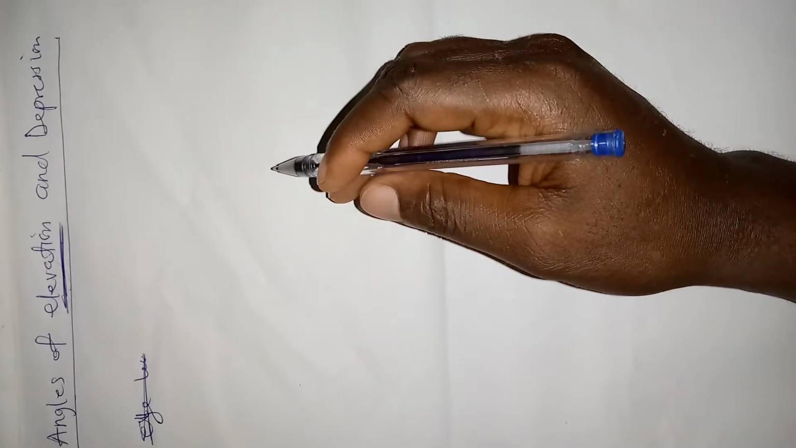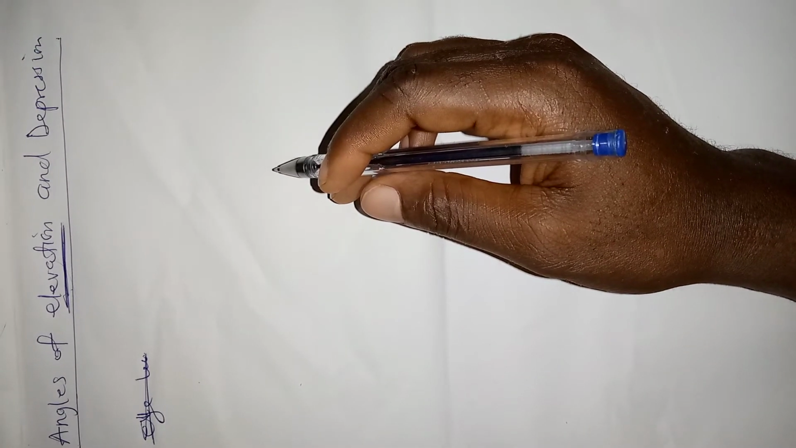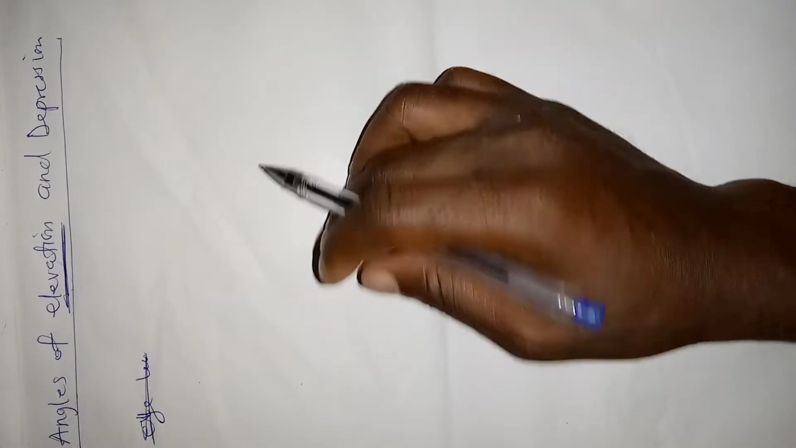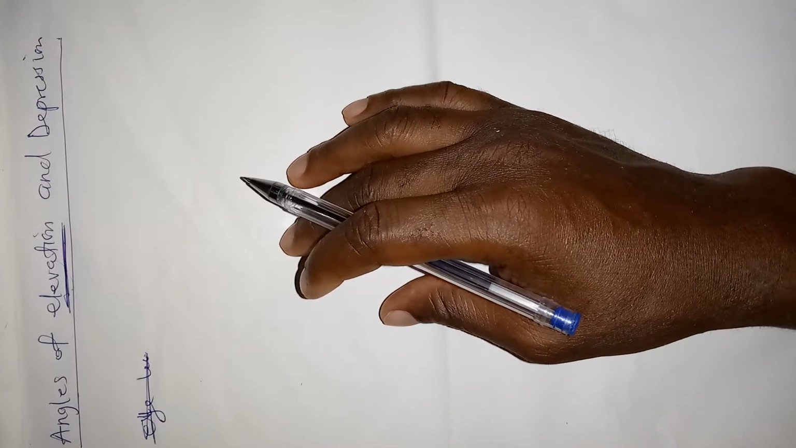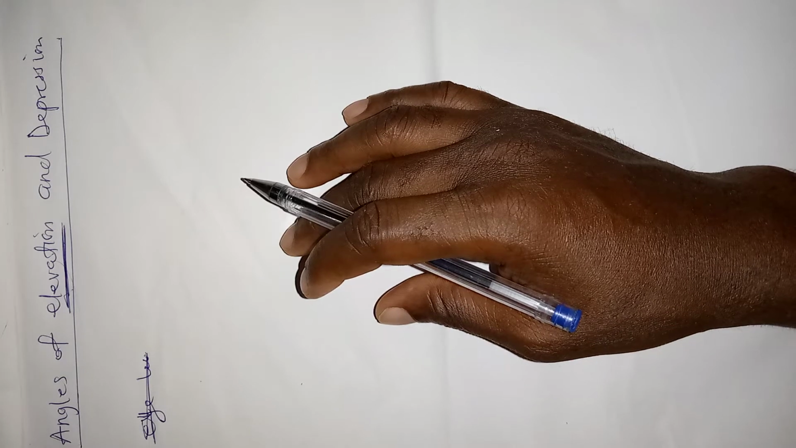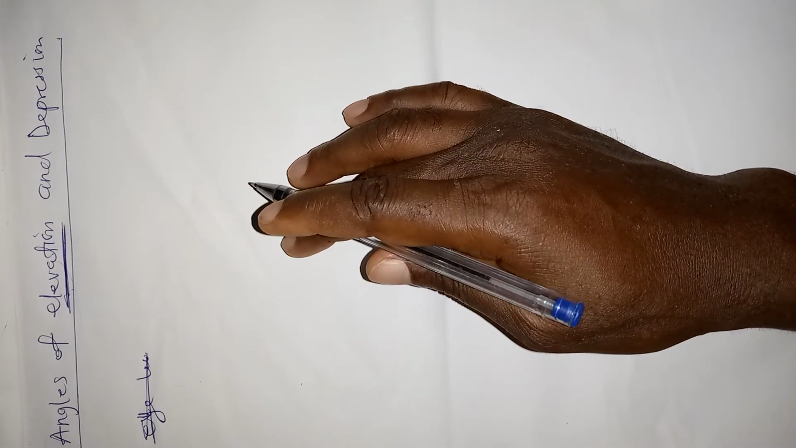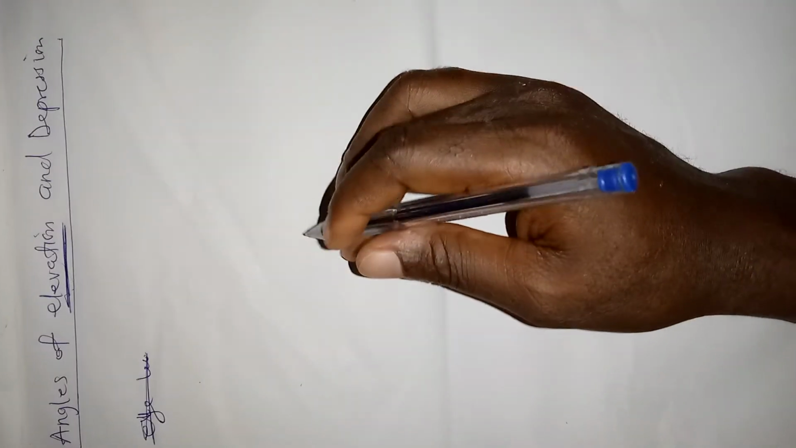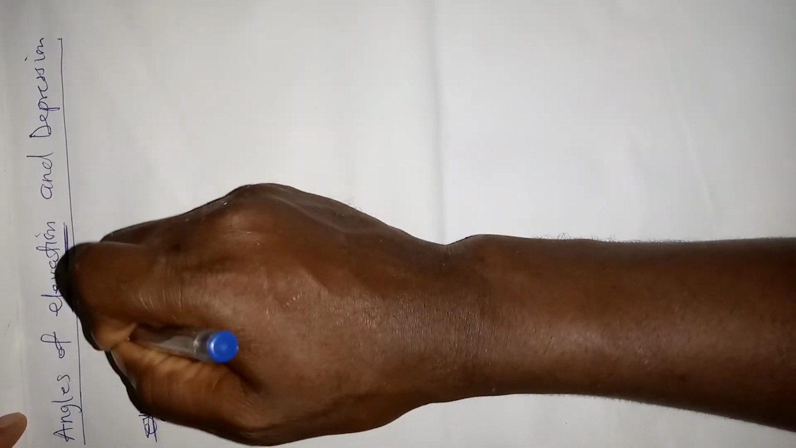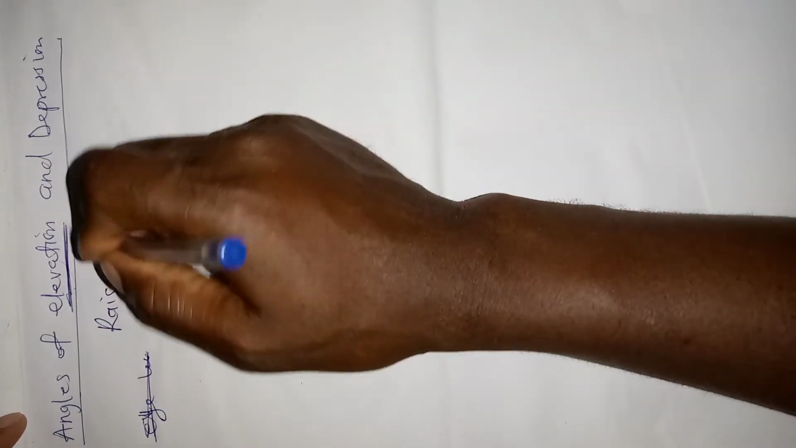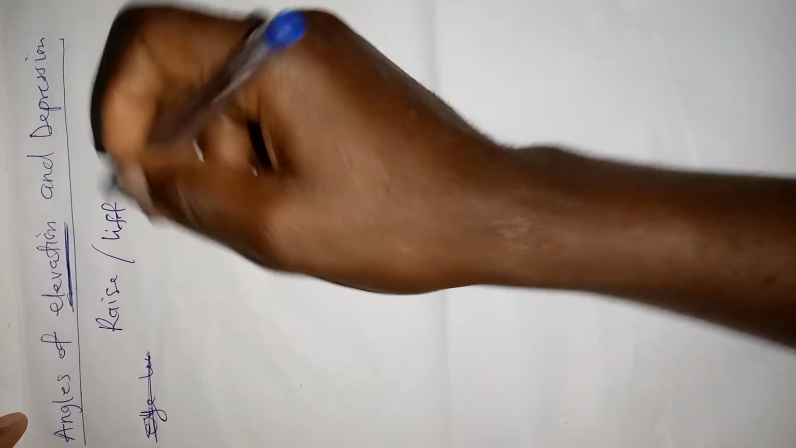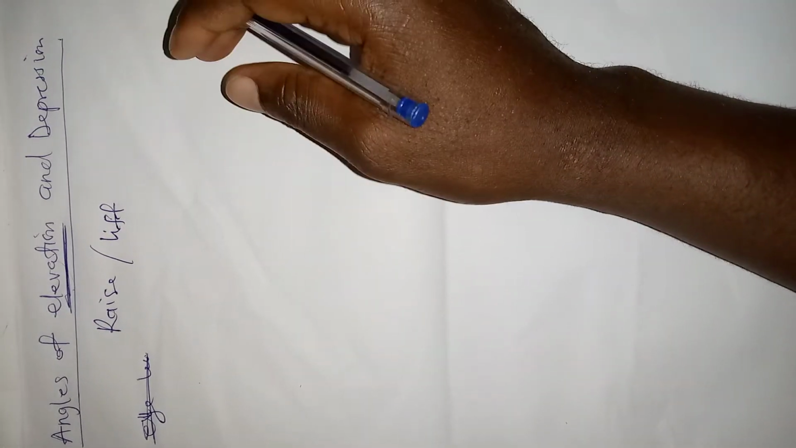The topic for today is angles of elevation and depression. But for the purpose of this lesson, we will look at only the angle of elevation. Now, to elevate something, the word elevate means to raise or lift something to a higher level.